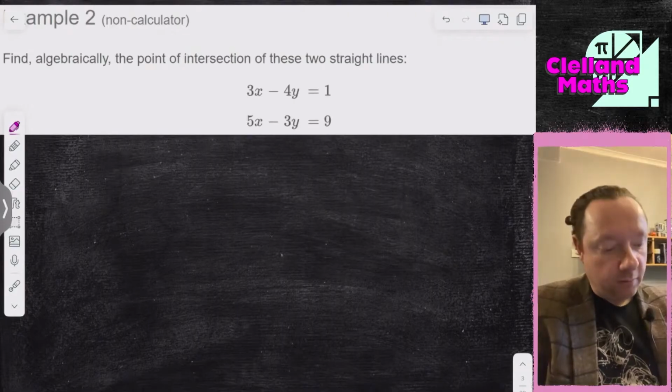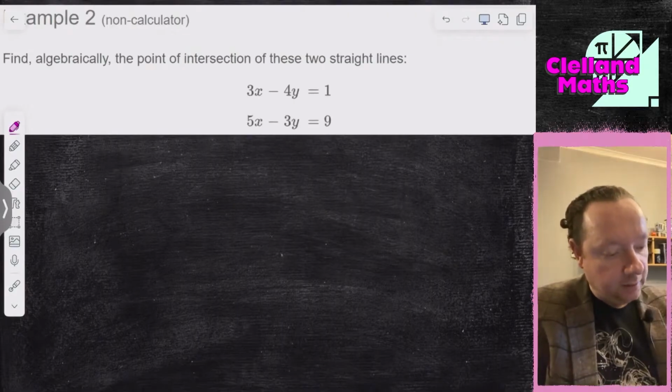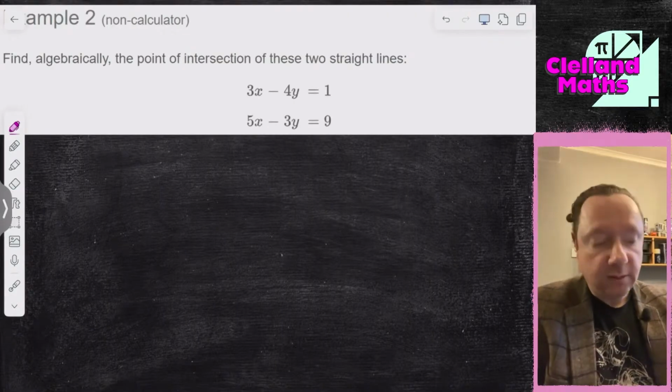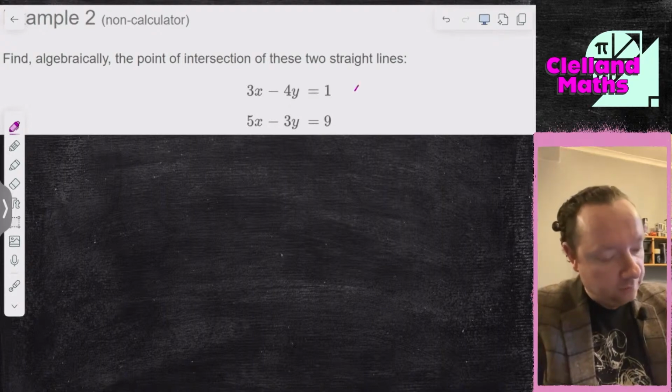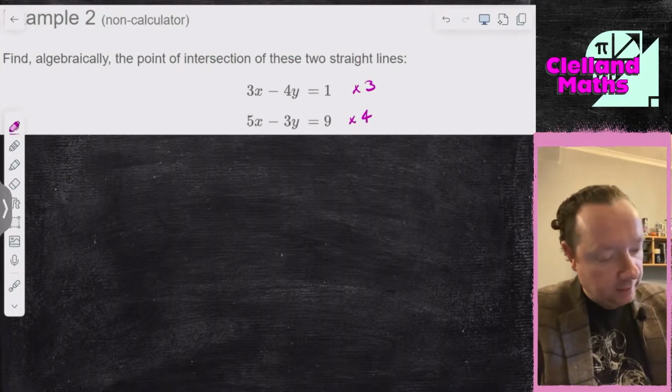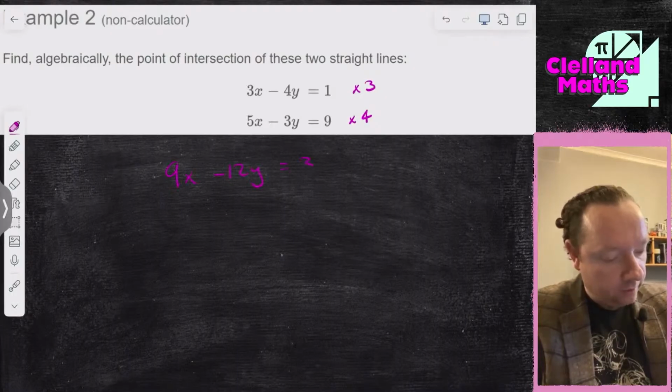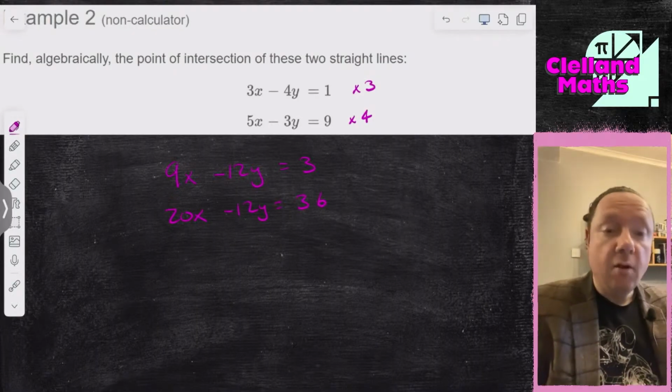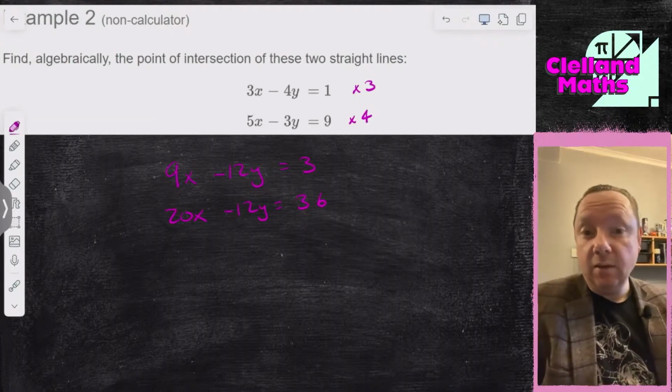Example 2, find algebraically the point of intersection between these two lines. So I need to make the y's the same, always make the y's the same. So I'm going to times the top one by 3 and the bottom one by 4. And then we've got 3 3's is 9x, 3 4's is 12y equals 3, 4 5's is 20x, 4 3's is 12y, and 4 9's is 36. And now the y's are the same, so we take away instead of add.